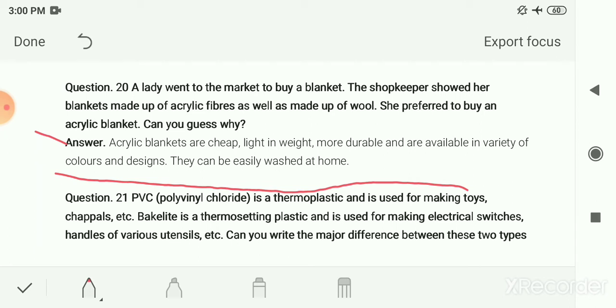Because acrylic has the property that its price is less, or they are cheaper in price, they are light in weight, they are more durable, that means long lasting, they are available in a variety of designs, different colors. And it is also easy to wash this kind of fibers or fabric at home. So that's why that lady bought an acrylic blanket instead of the woolen blanket.